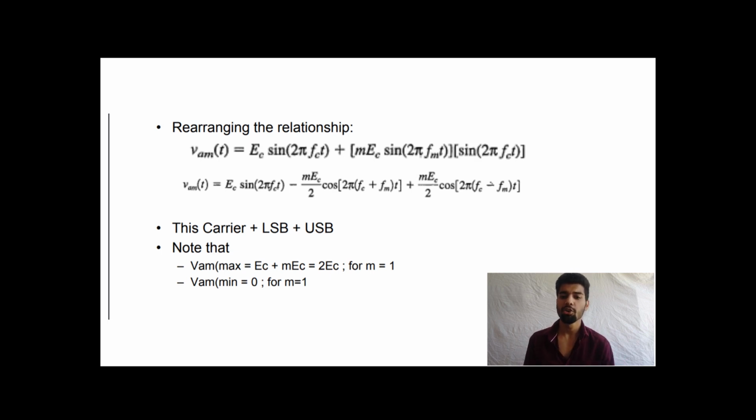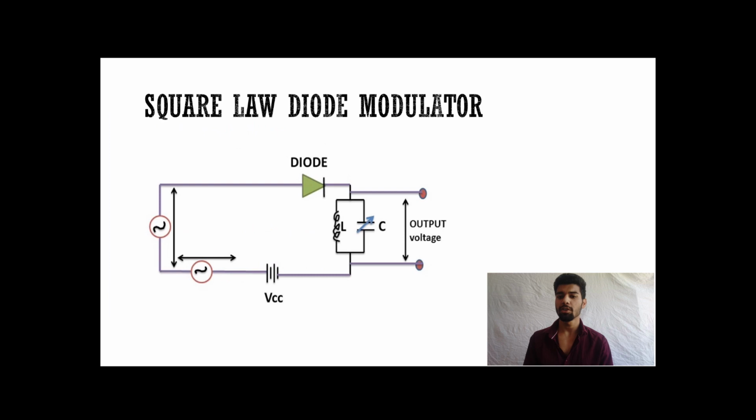So, talking about generation of DSBFC, we come across two ways: one is the square law diode modulator, the other one is the switching modulator. In the square law diode modulator, we give two signals at the input, that are the message signal and the carrier signal. Let this one be the message signal and this one be the carrier signal. Here VCC is the DC voltage input, and there is a diode, and an LC circuit is used which acts as a tuning circuit.